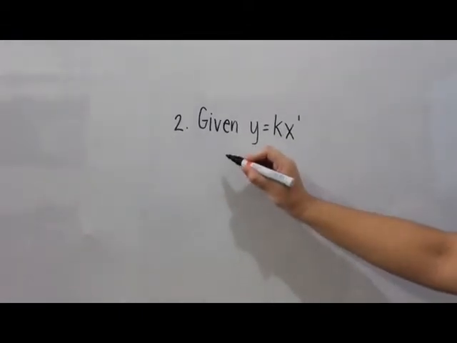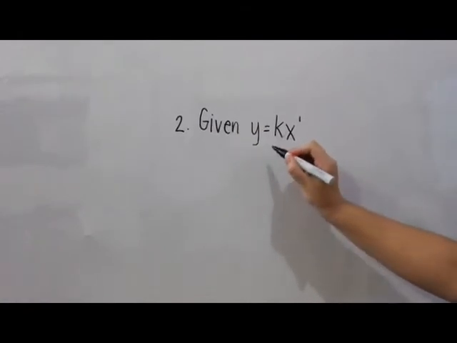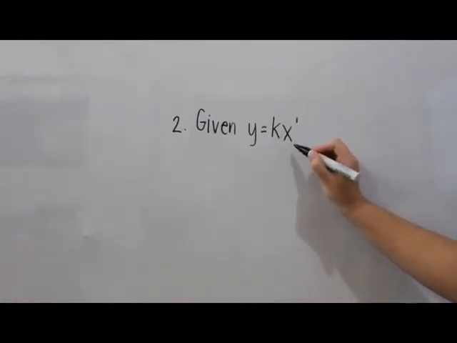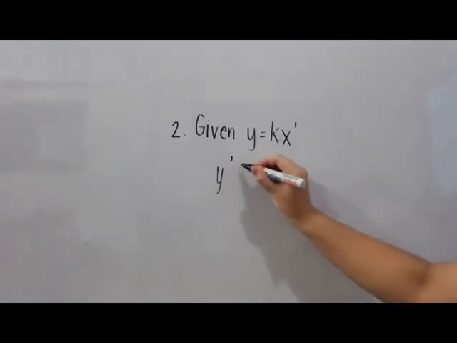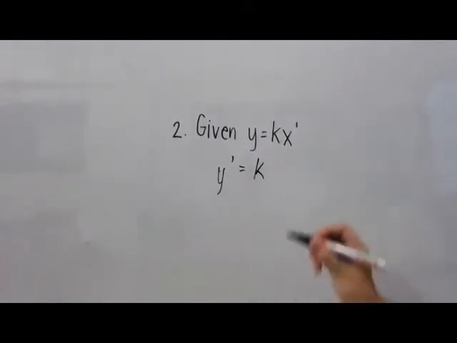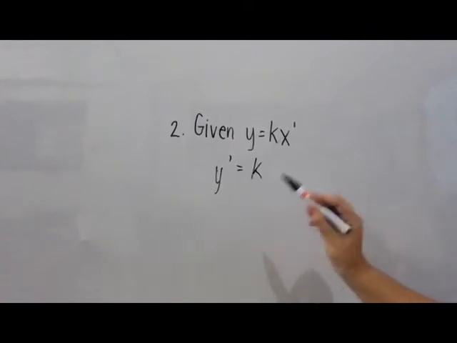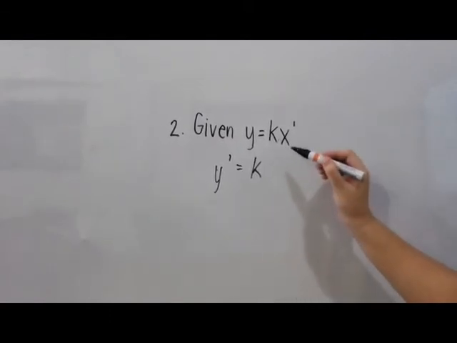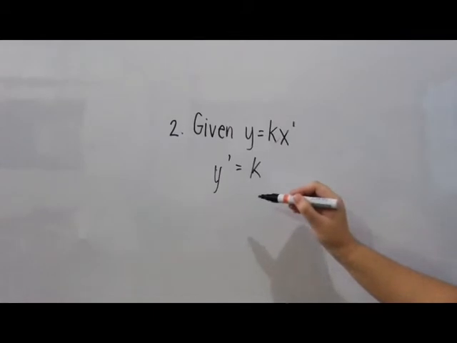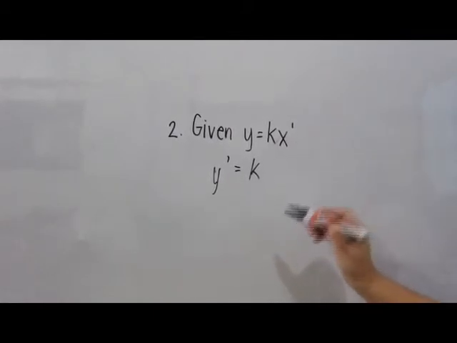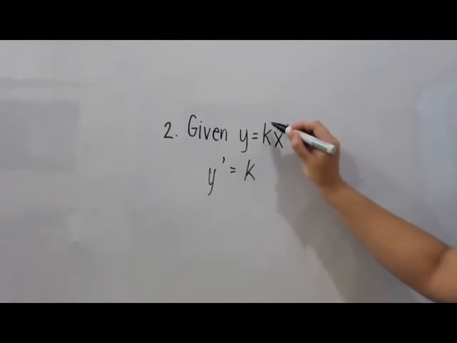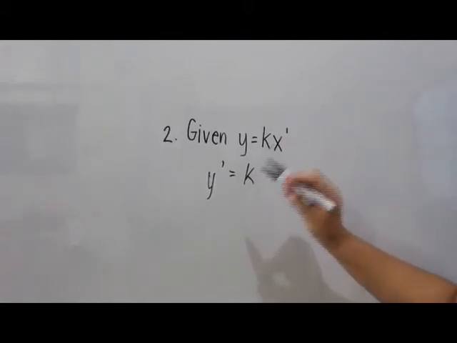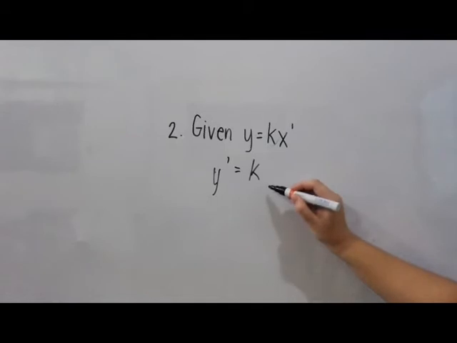If you were given a problem that is y equals kx raised to 1, then y prime is equal to k. It simply means that if you were given a problem that is raised to 1, its derivative would be its coefficient. For instance, here, our coefficient is k. So, the y prime is equal to k.